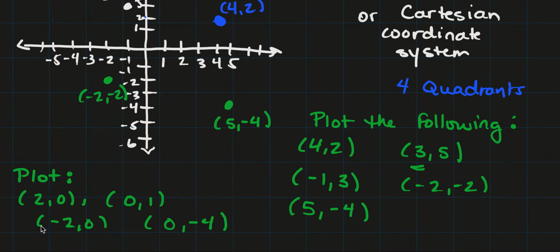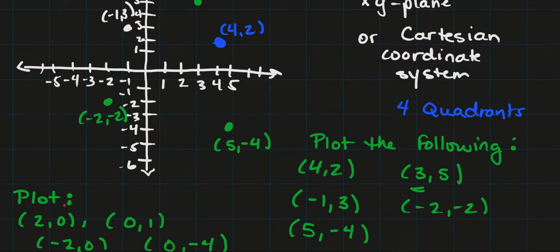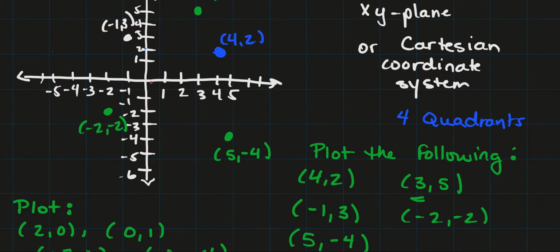Students tend to get confused with the ordering here. So let's just follow the definitions carefully. 2, 0. This is the x coordinate, so we find 2. And then the y coordinate is 0. And 0 means we don't move up or down. So at 2, this is where we're going to put this point.